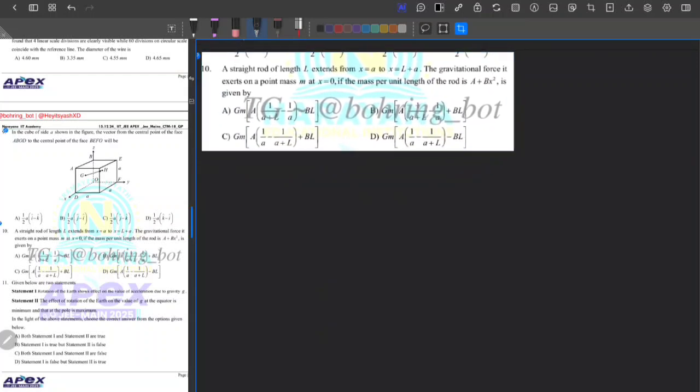A straight rod of length L extends from x equal to a to x equal to L plus a. The gravitational force it exerts on a point mass m at x equal to 0, if the mass per unit length of the rod is a plus b x square. So given the lambda value as a plus b x square, we have to find the gravitational force. So let me draw the diagram.